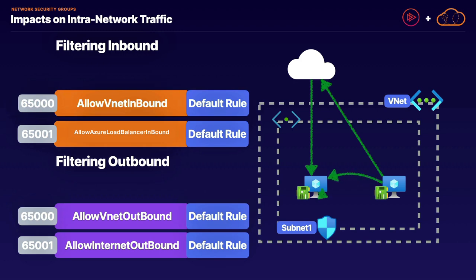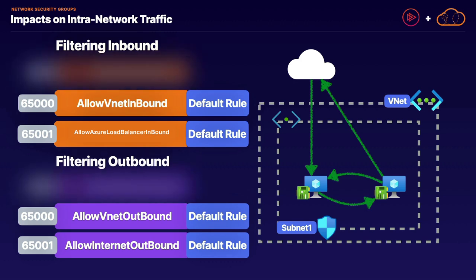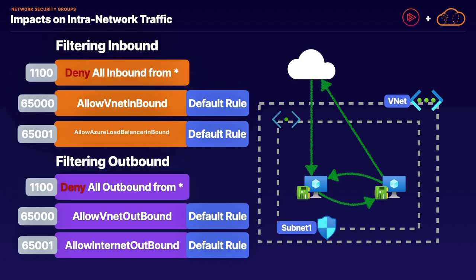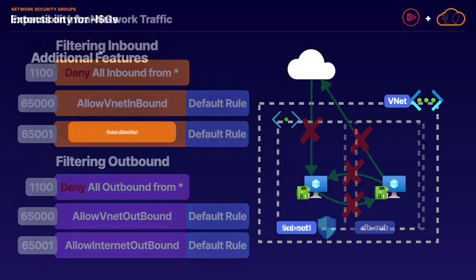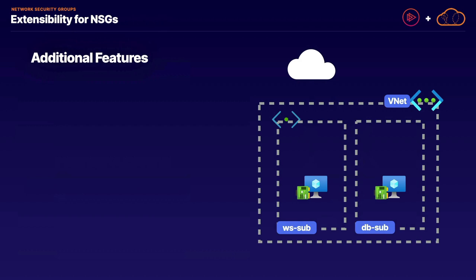But if we were to create a rule that impacts this communication between resources, such as rules to deny all inbound and outbound from anywhere, well, then that impacts the ability for these virtual machines, even though they exist inside of the same virtual network, to communicate. That's something to think about when we're creating security rules. Now that we understand how intra-network traffic might be impacted and deny communications between these resources, as we see here in this diagram, let's move into talking about extensibility for our NSGs and additional features that exist.